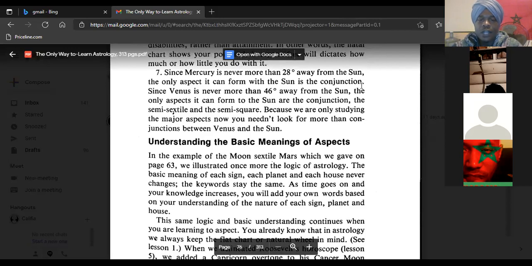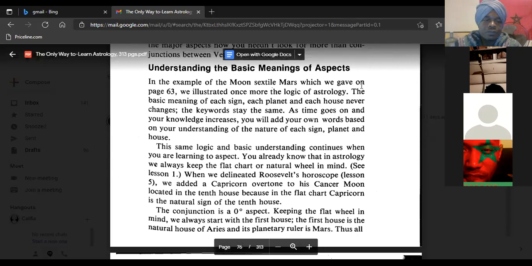Understanding the basic meanings of aspects. In the example of the Moon sextile Mars, which we gave on page 63, we illustrated once more the logic of astrology: the basic meaning of each sign, each planet, and each house never changes. The key words stay the same. As time goes on and your knowledge increases, you will add your own words based on your understanding of the nature of each sign, planet, and house. This same logic and basic understanding continues when you are learning to aspect.